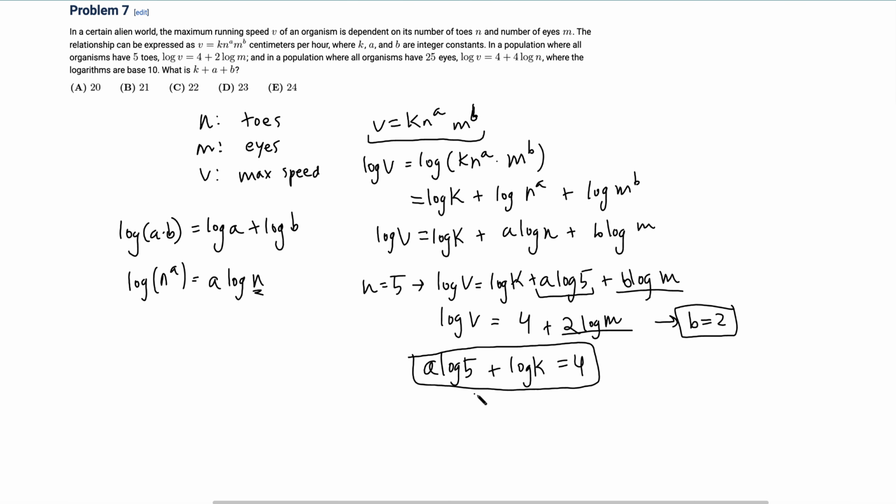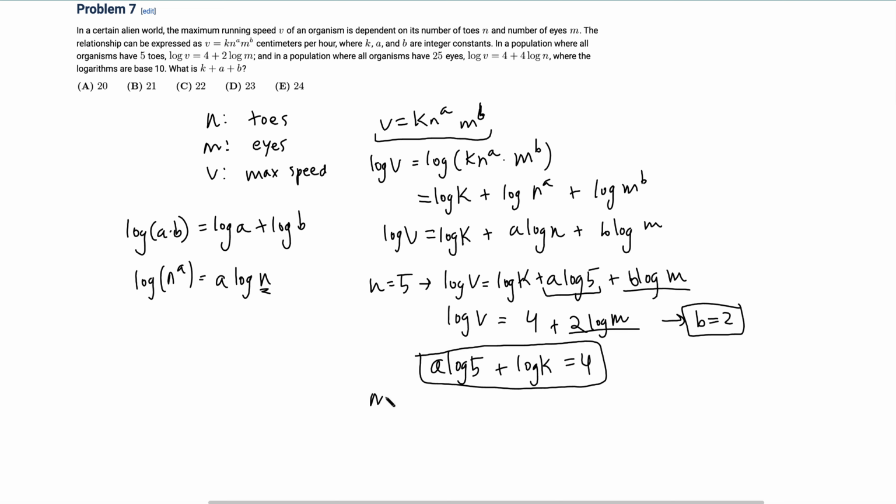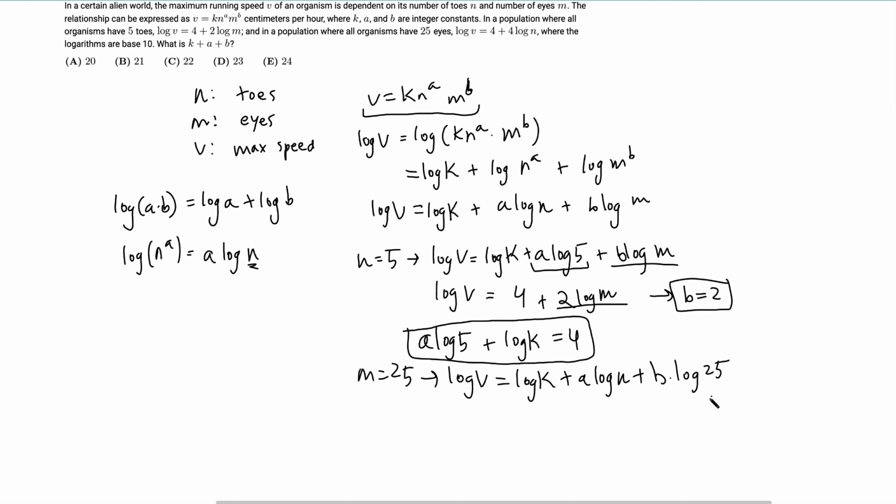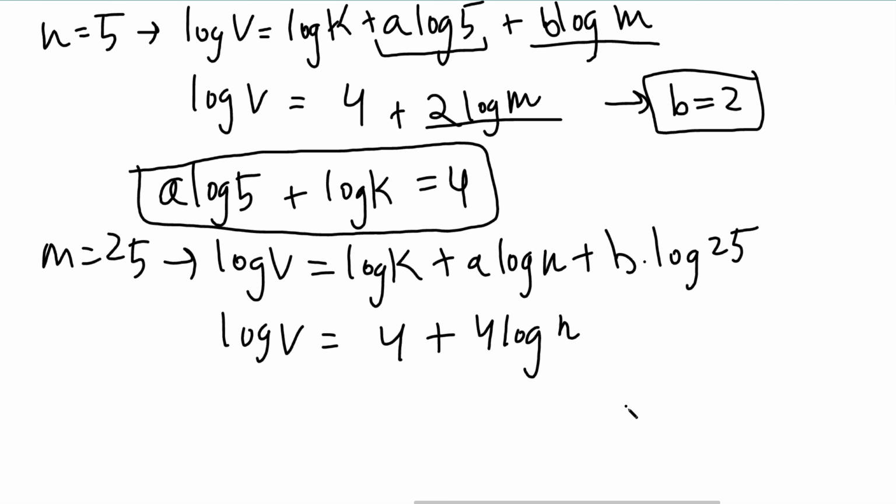What about when it has 25 eyes? Well, when it has 25 eyes, that's m is equal to 25. So basically, if we apply into this general formula here, log v is equal to log k plus a times log n plus b times log 25. But we know that this expression should reduce into 4 plus 4 log n. So 4 plus 4 log, what is it? Log n.